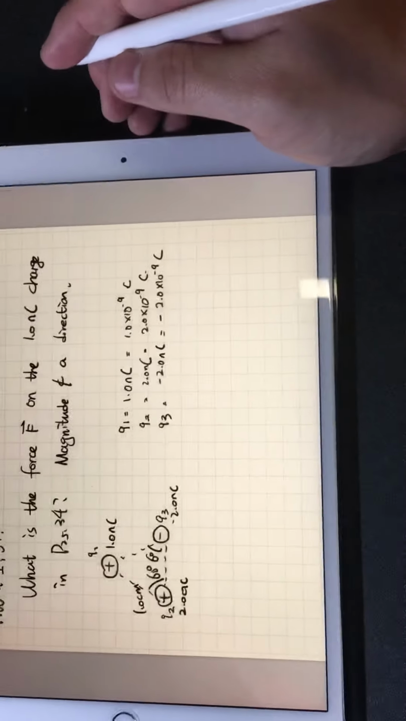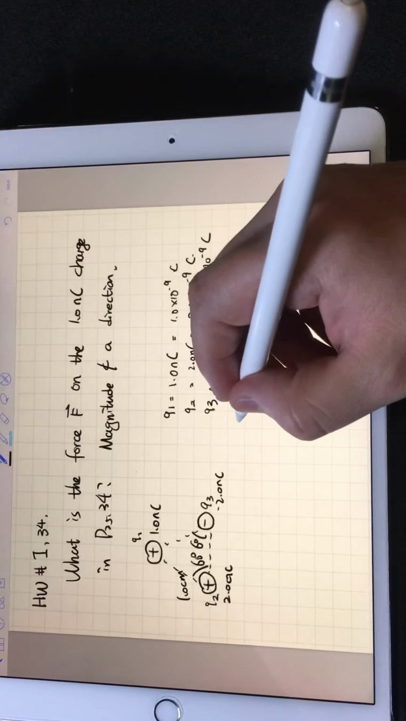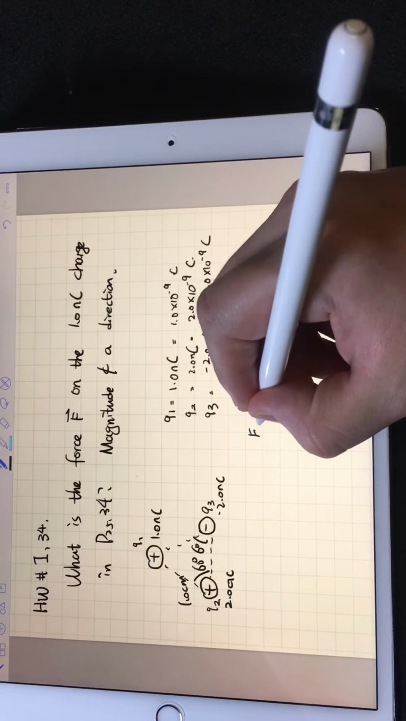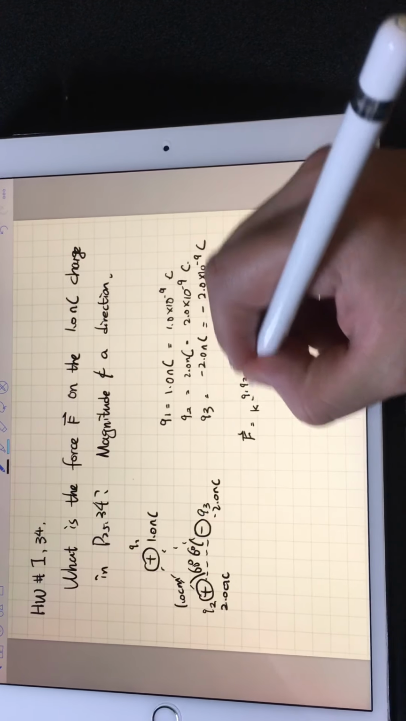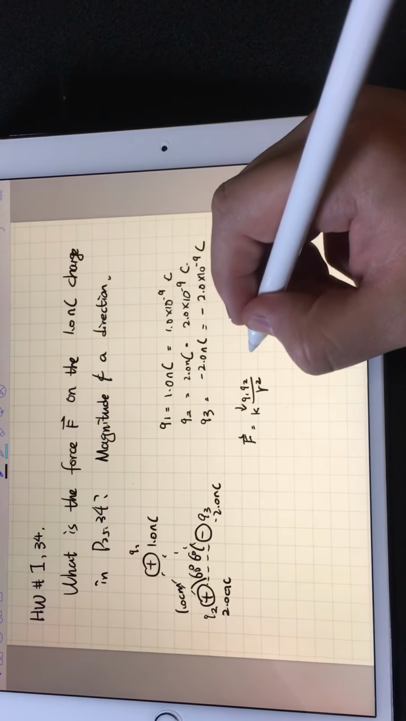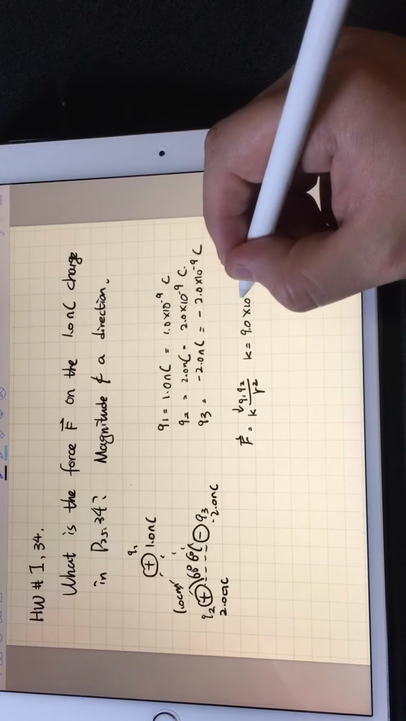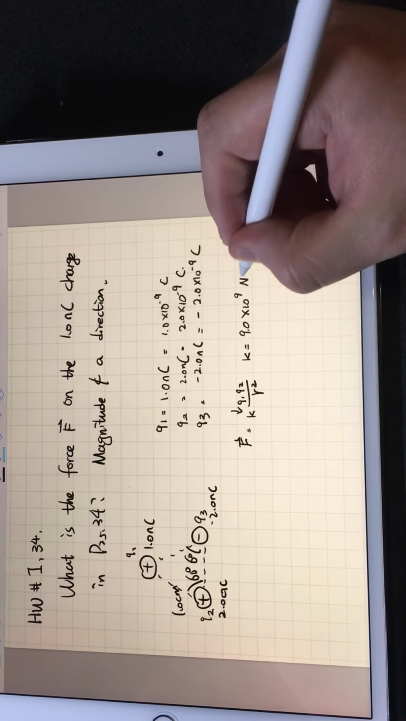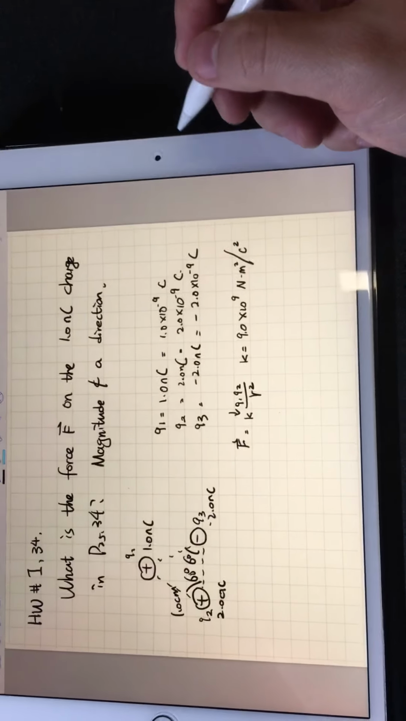We are also going to use the equation F equals K times Q1 Q2 over R squared. K is also a known constant, which is K equals 9.0 times 10 to the 9 Newton meter squared per coulomb squared.